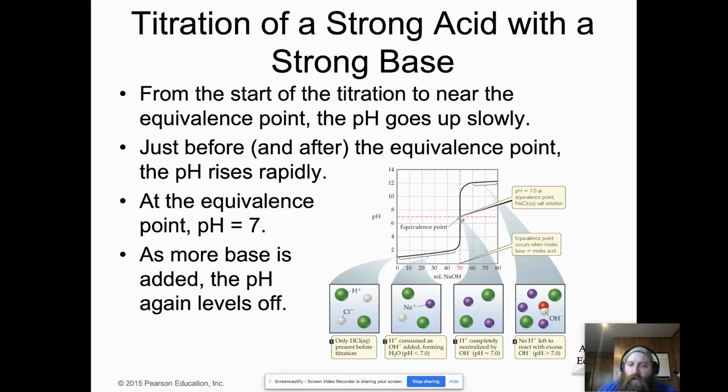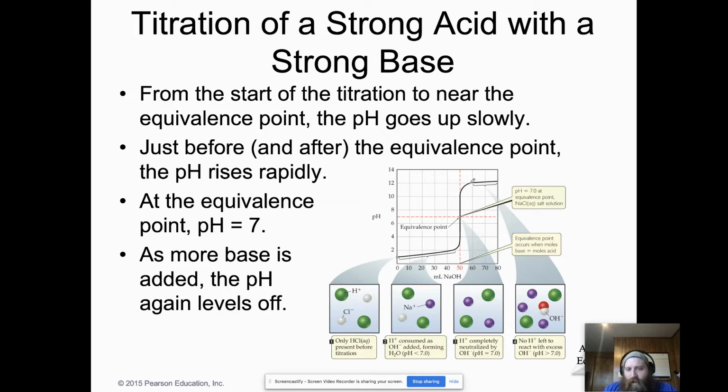As we get closer to the equivalence point, we see a very rapid increase in the rate at which these ions are being used up. It's very easy in principle to spot this, but in practice, it's very easy to go past the equivalence point, because the rate here is almost vertical. It's almost straight up and down.